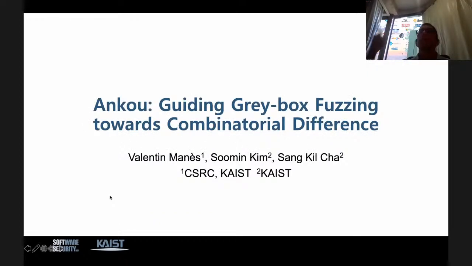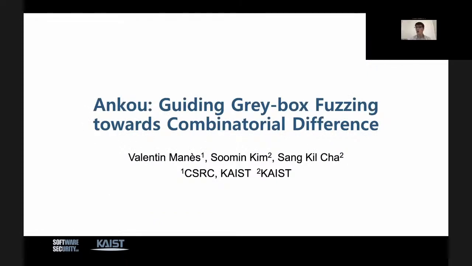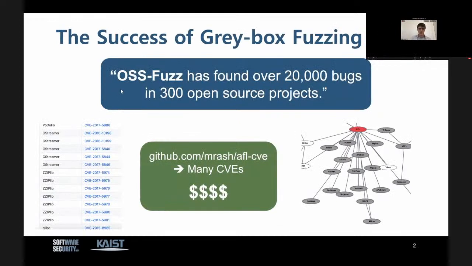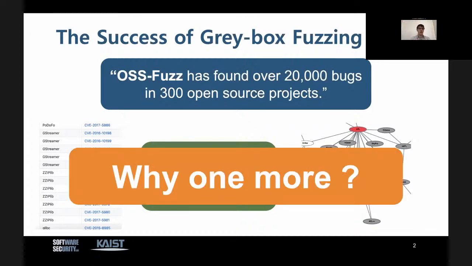Hello, I'm Valentin. I'm going to present to you Enku, a gray box fuzzer. This is a joint work with Soo-Min Kim and Songkit Cha, my advisor. Gray box fuzzing has been very successful both in academia and in industry. For example, Google set up OSS-Fuzz, which is continuously fuzzing many open source projects. But you could ask, why are we continuing to do research on gray box fuzzing? What is there left to improve?